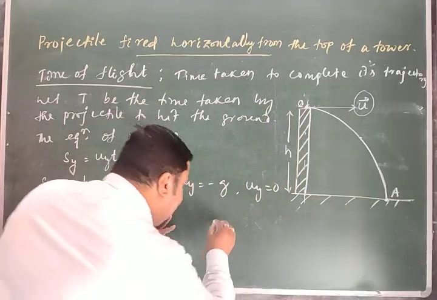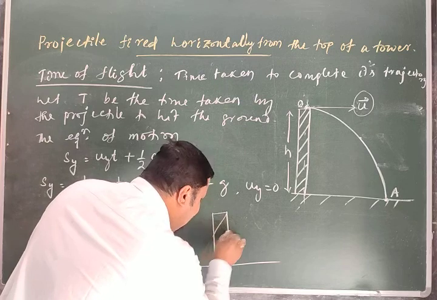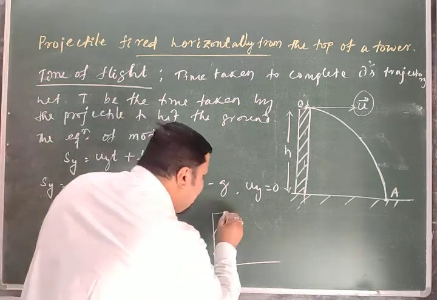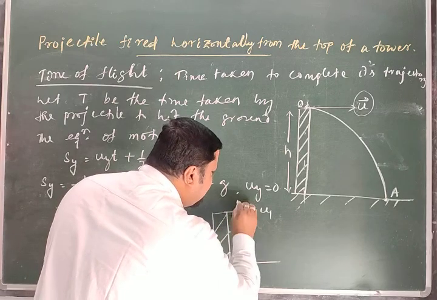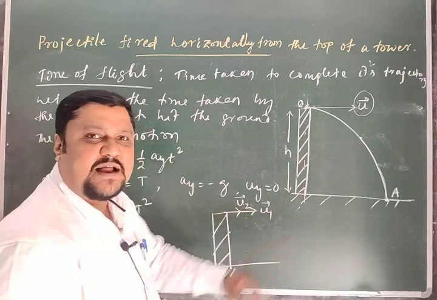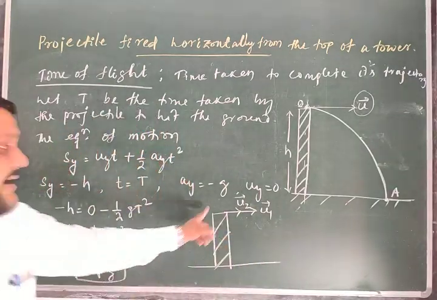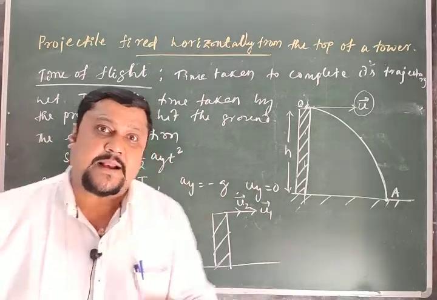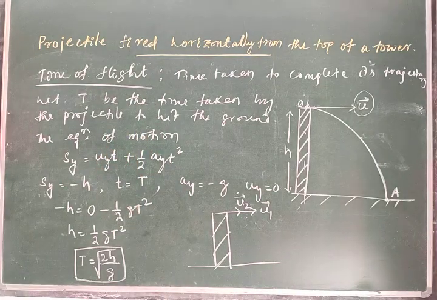Means the case is like that. It may be a simple objective question. From the same height, one is thrown with a velocity u1, another one is thrown with a velocity u2. The direction is horizontally the same, yes, but the magnitudes are different. Then it will take the same time to reach the ground, because it is independent of u.